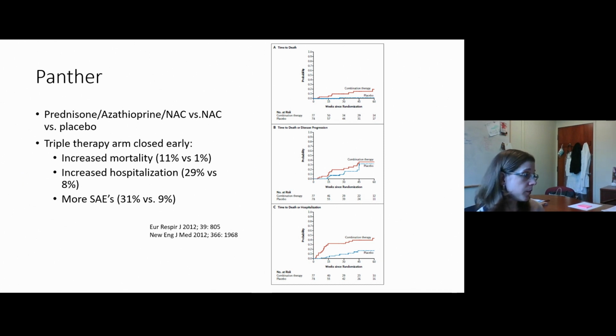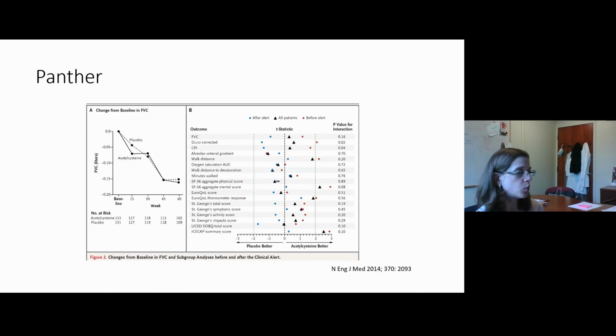Unfortunately, the arm that received the combination therapy had to close early because of a substantial increase in mortality. And ultimately, this led us to believe that an immune suppression approach is probably harmful in these patients. And then finally, the arm with the N-acetylcysteine did not show a statistically significant benefit in the setting of IPF. And therefore, this study was felt not to demonstrate efficacy with NAC.